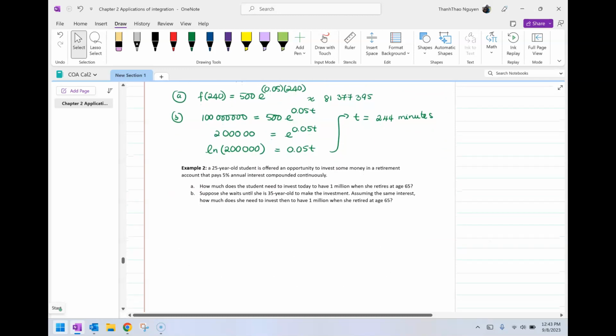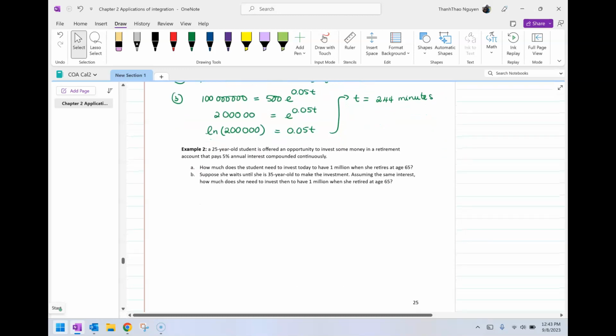A 25-year-old student is offered an opportunity to invest some money in a retirement account that pays 5% annual interest and is compounded continuously. How much does the student need to invest today to have 1 million once he retires at the age of 65?